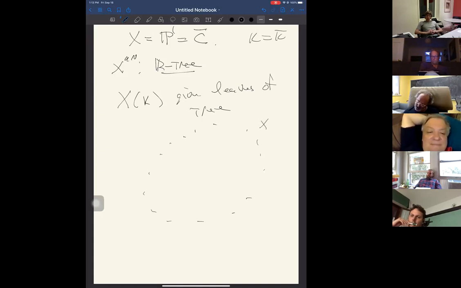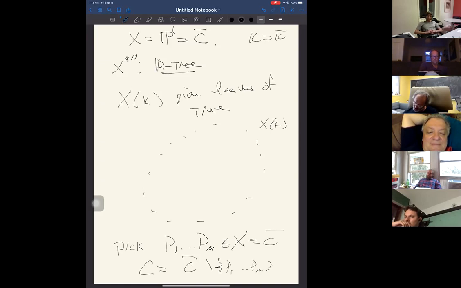These are the points X(K). They're leaves of the tree. I can't draw the tree because the valence is so big, but let's pick a bunch of rational points, P1 up to PM in X, which is my C bar. And I'm always going to call C the complement, by the way: C bar minus these points P1 to PM. So I have a bunch of points on the leaves of this tree. I'll do it with 4 here.